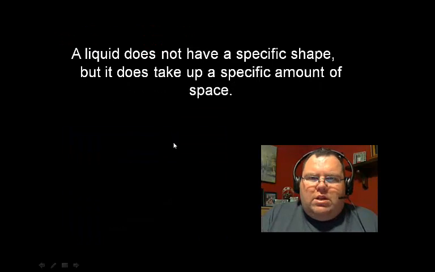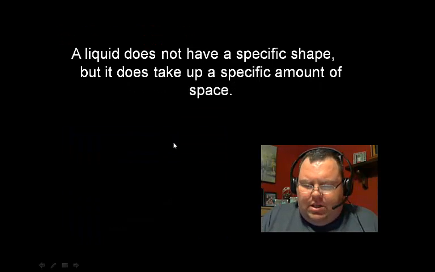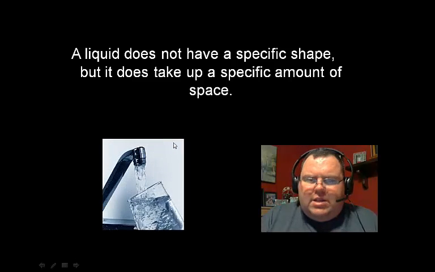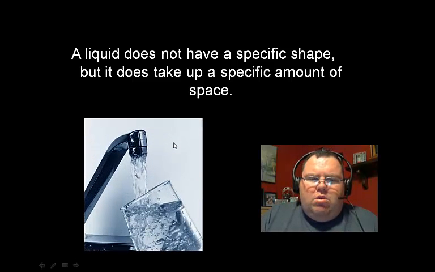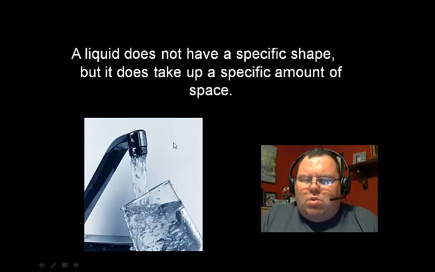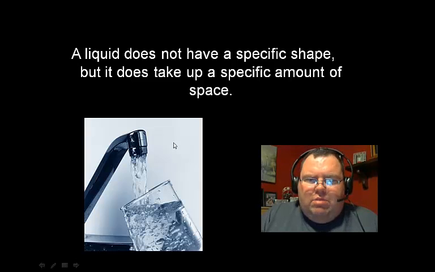A liquid does not have a specific shape, but does have a specific amount of space. You put it in a glass, and it's going to take on the shape of that container. That glass will only hold so much of that liquid before there's no other space for it to go, and then we have the spillage where it comes out of the top, and it just makes a mess. So always remember, those liquids can only take up a specific amount of space.